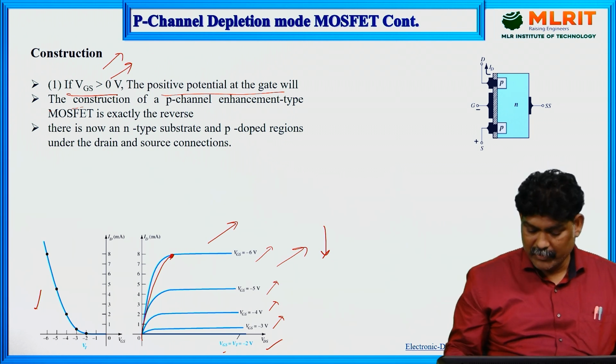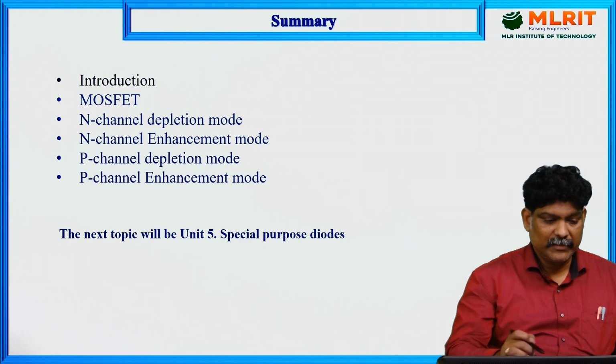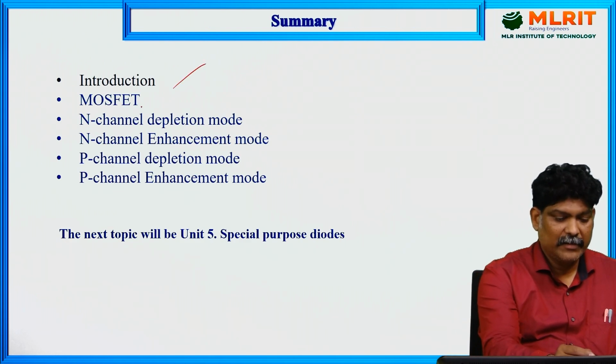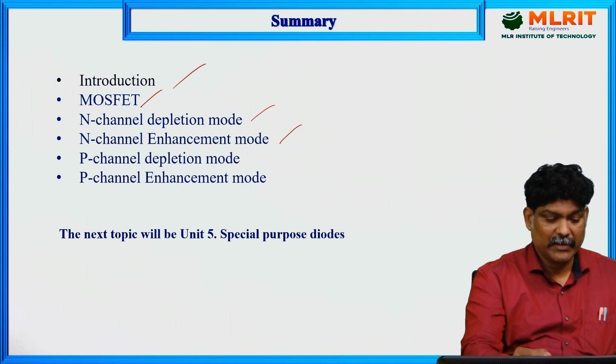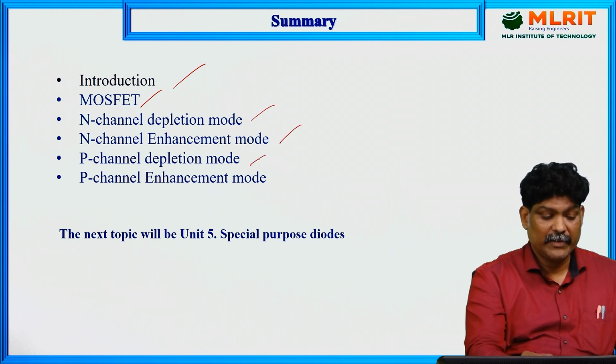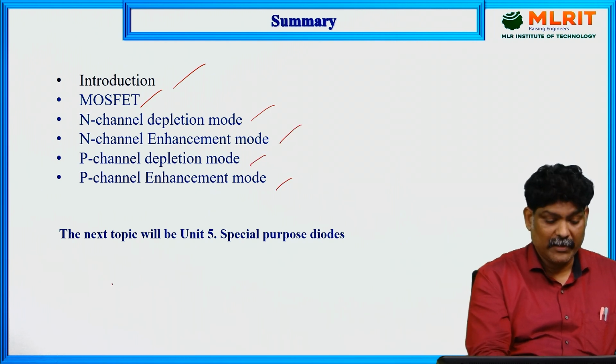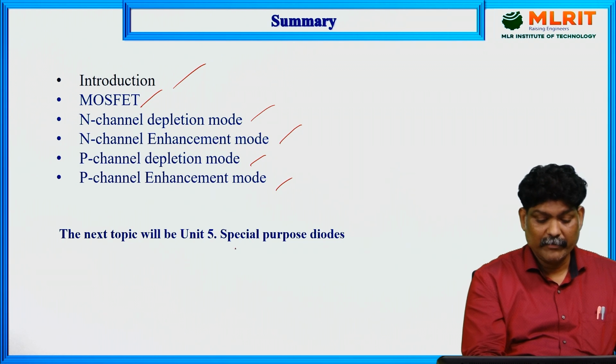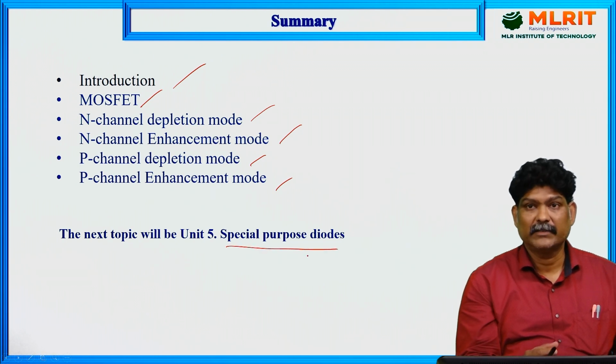So this concludes MOSFET operation. We have discussed, starting with the introduction, the MOSFET, N channel depletion mode, N channel enhancement mode, P channel depletion mode, and P channel enhancement mode. Probably the next topic will be special purpose diodes, that is under unit 5.